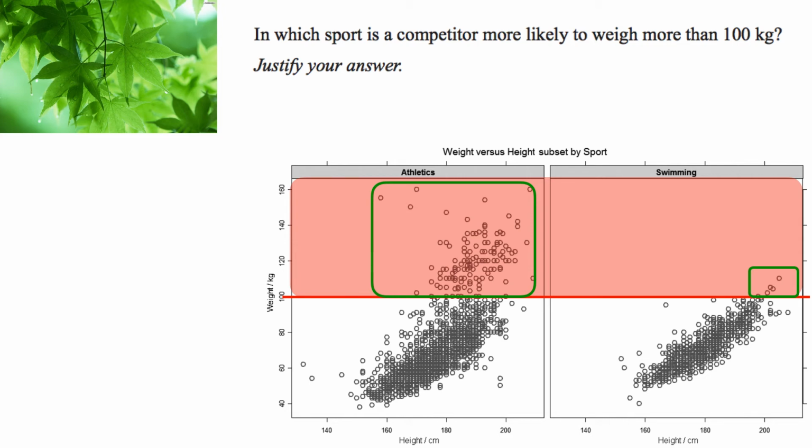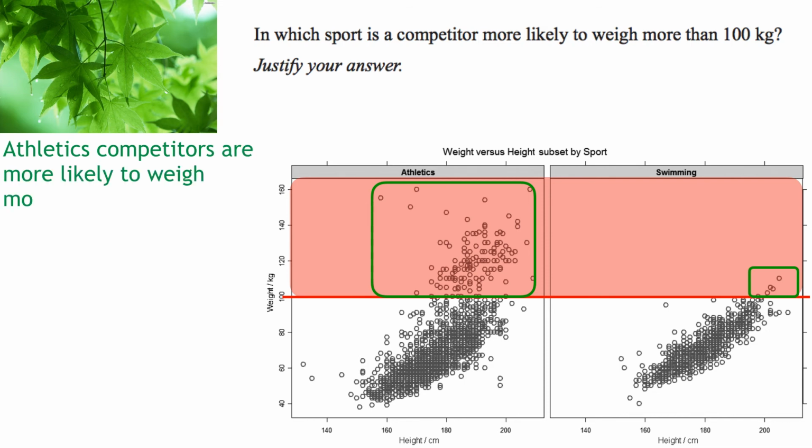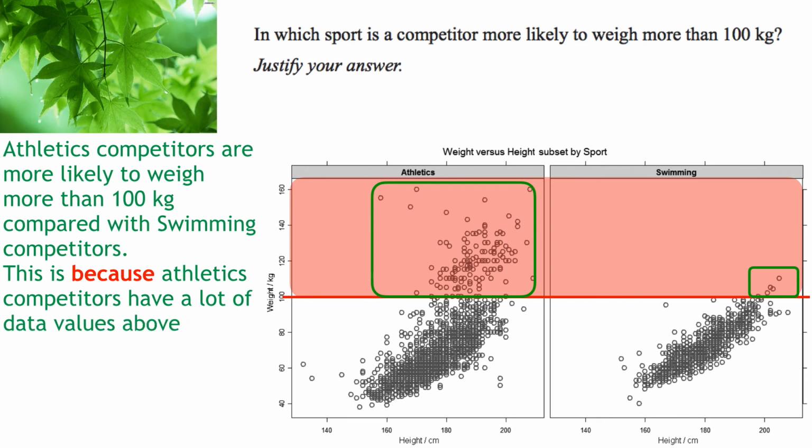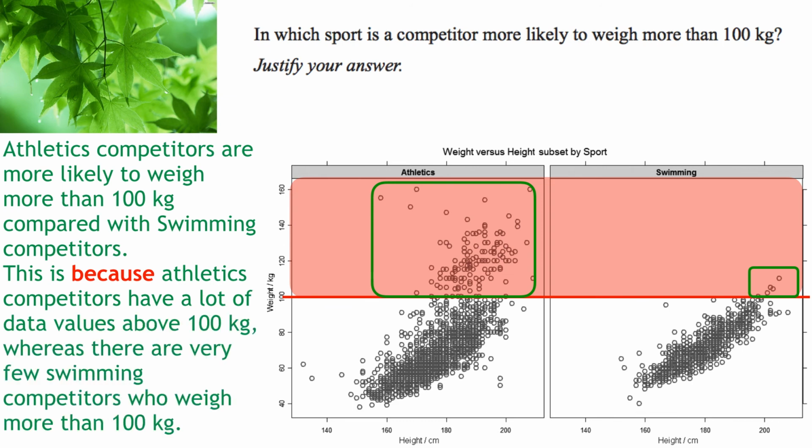So the answer to the question, in which sport are they more likely to weigh more than 100? The answer has to be athletics. So we're going to write up that little sentence. Athletics competitors are more likely to weigh more than 100 kilos compared with swimming competitors. And I want to give my justification for this. It's because for athletics competitors, there's a lot of data values above 100 kilos, whereas for swimming there are very few competitors who weigh more than 100 kilos.